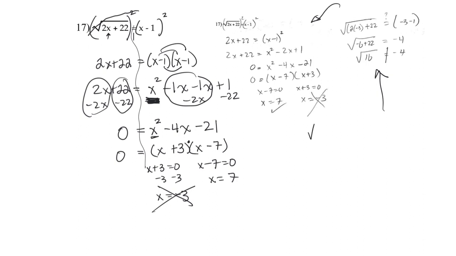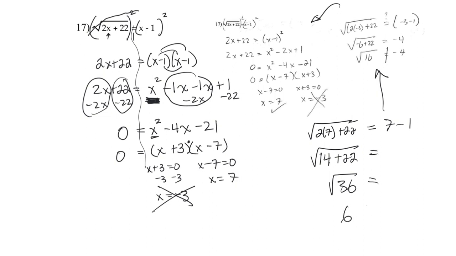Maybe let's check it. So 2 times 7 plus 22. Is that equal to 7 take away 1? So 2 times 7 is 14. So square root of 14 plus 22, that's 36. And the square root of 36 is 6. And 7 take away 1 is 6. So 7 checks out. Okay, hopefully that helps you with that number 17.